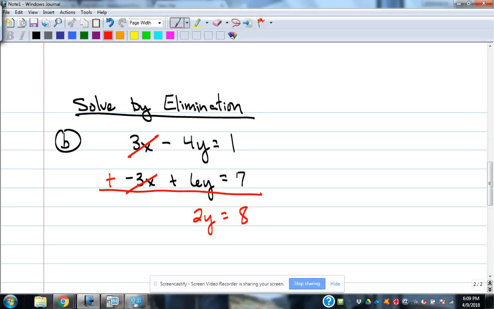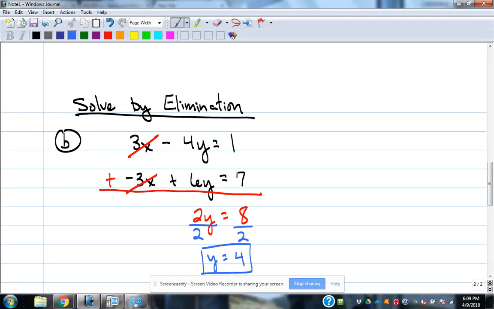2y is equal to 8. That's a one-step equation that I know I can get the answer to, right? So that's why I like elimination, is because I always just get this one-step equation that just takes division to solve. So y is equal to 4. So even though that's easier, getting the x value is a little bit more difficult on this.